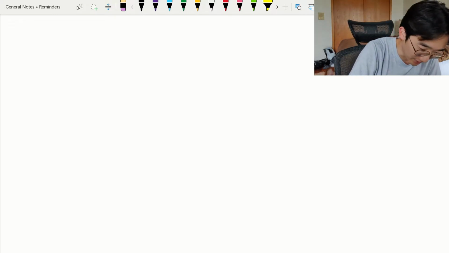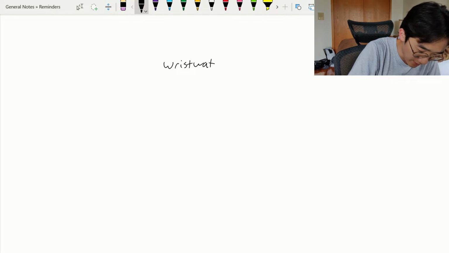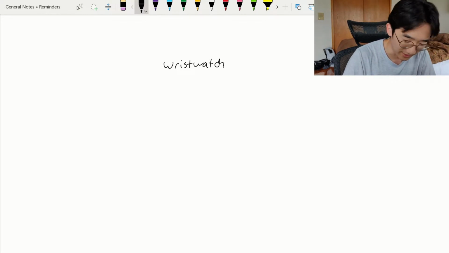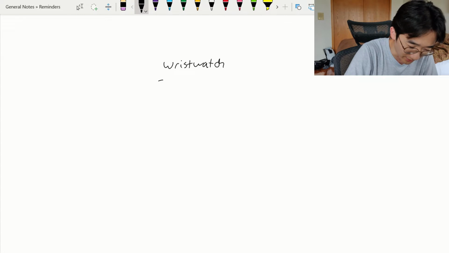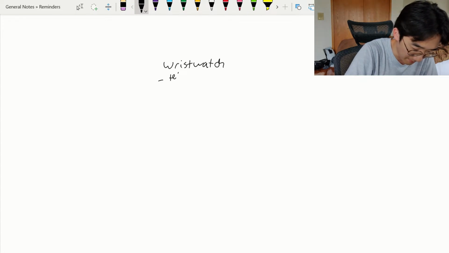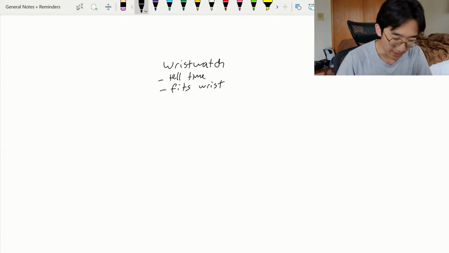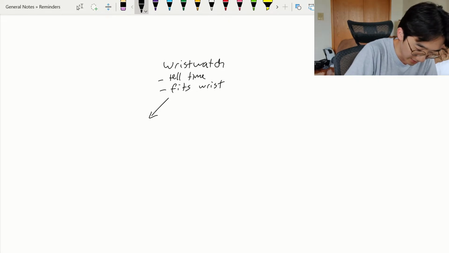So right here, we're going to start off with the wristwatch. And so what defines a wristwatch, I mean, it's kind of self-explanatory. It does two things. It's going to tell the time, and it fits on your wrist. And that's what we're going to focus on here today. Now, the biggest differential that we're going to talk about right now is smartwatches.